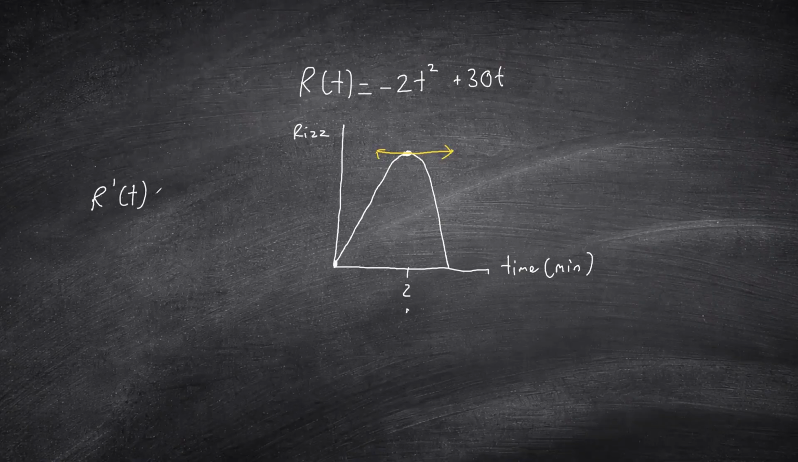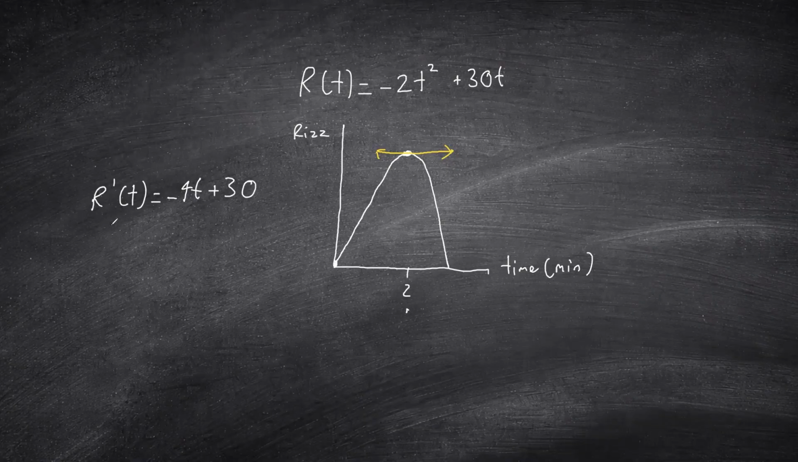Rizz prime of t is equal to, if I use the power rule here, it's going to multiply this exponent by this coefficient. Negative 2 times 2 is negative 4. And that exponent drops by 1. All right. This next term here is a little imaginary 1 there. So I'm just going to multiply that by the 30. Then because that 1 will turn into a 0, that t is going to disappear. There's my derivative right there.